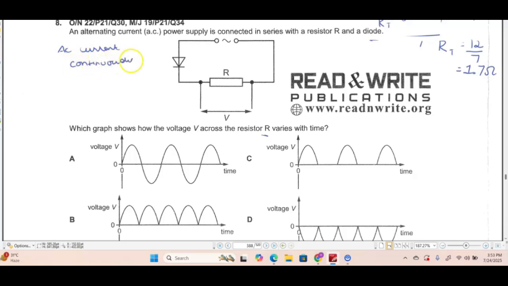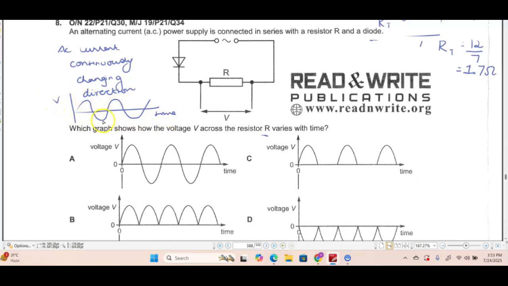As opposed to the DC power supply. But we have a problem over here. I'll tell you the graph. The graph for the AC power supply with time is this. Okay, voltage with time is this.